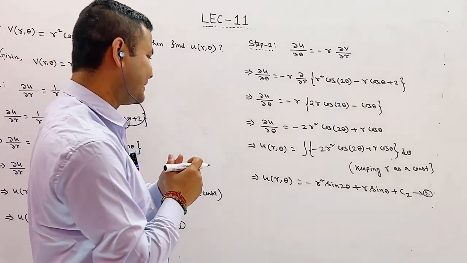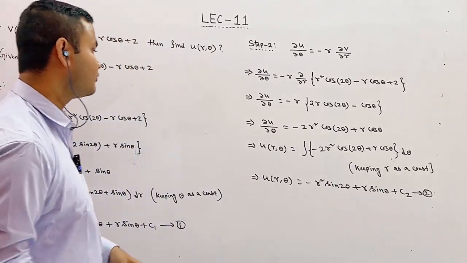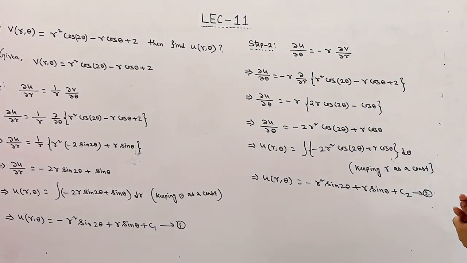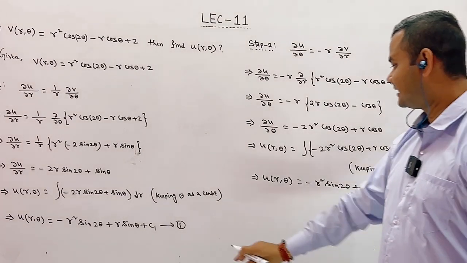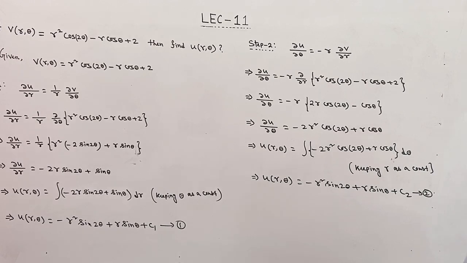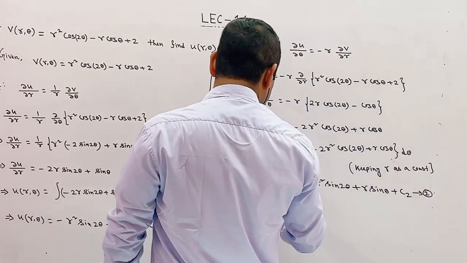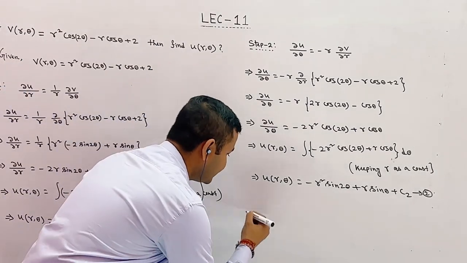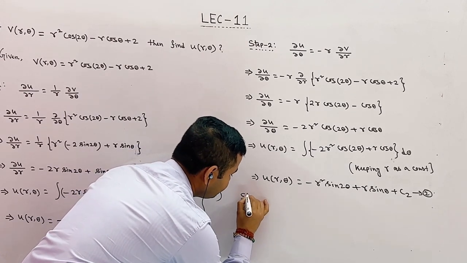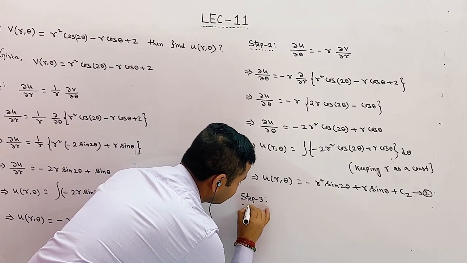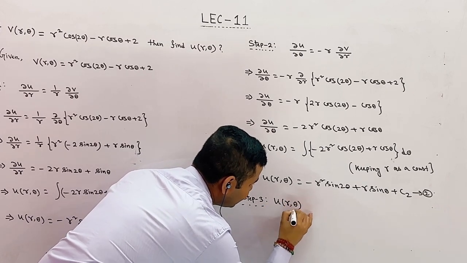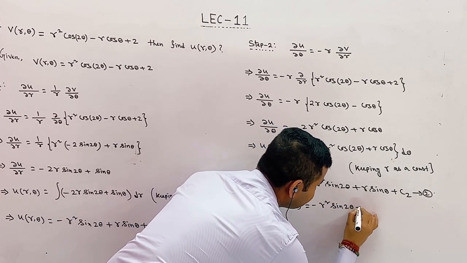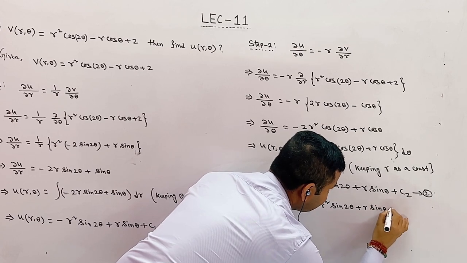Now let us move to step number 3. According to step number 3, we have to write down u(r,θ) from equation number 1 and equation number 2 by considering repeated terms only once. Students, we have seen that in equation number 1 and equation number 2, there are two repeated terms. So while writing u(r,θ), we have to write these repeated terms only once. So therefore, we will get u(r,θ) is equal to minus r square sine twice theta plus r sine theta plus some constant of integration.